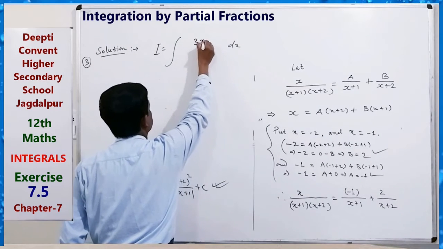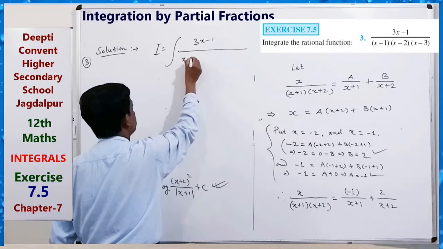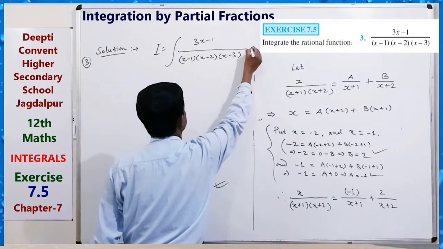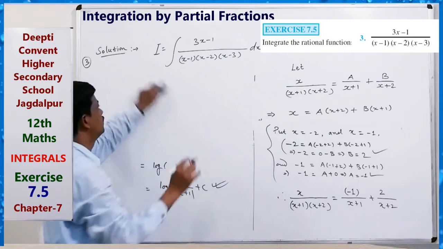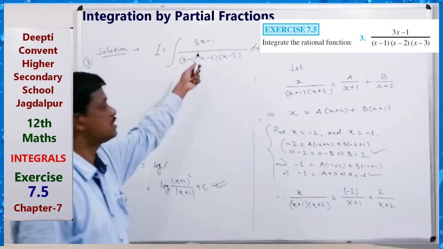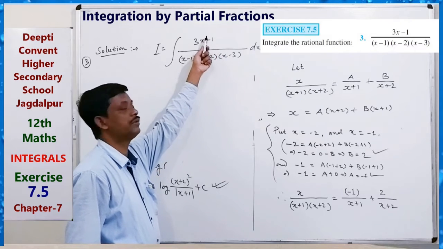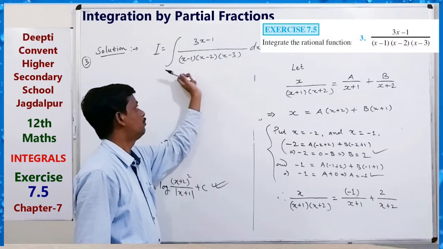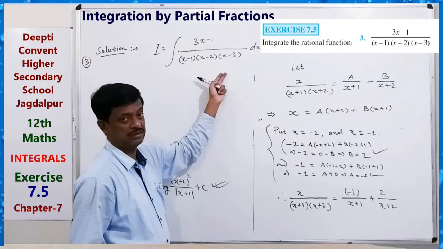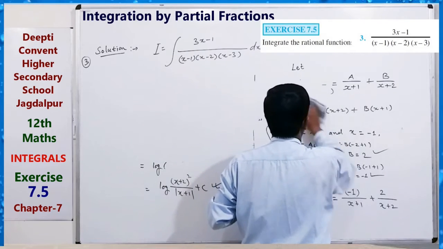3x minus 1 is the numerator, and the denominator is x minus 1, x minus 2, x minus 3, dx. This is question 3. You see, this is also a rational function. The numerator has only a linear factor, a 1 degree polynomial. After multiplication, the denominator gives a 3 degree polynomial, but it is factorized, so it is very easy to solve. How?